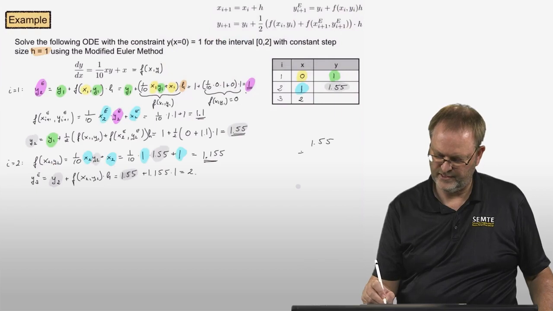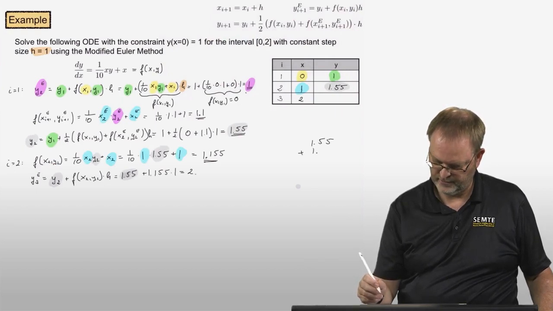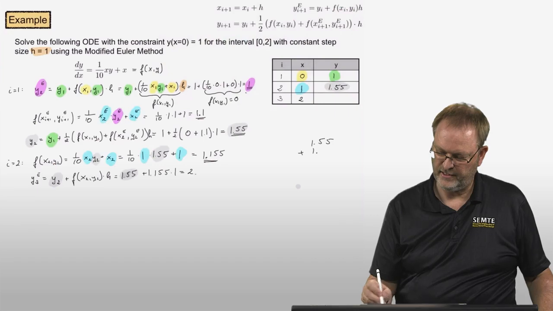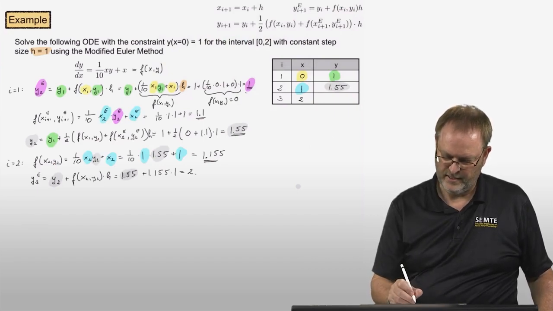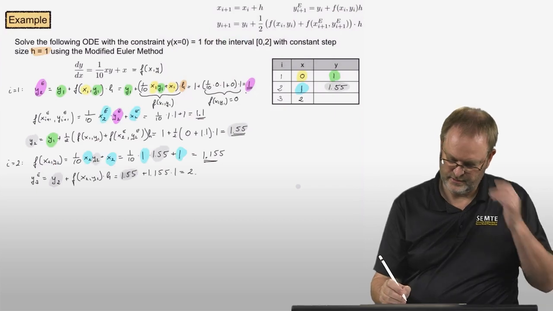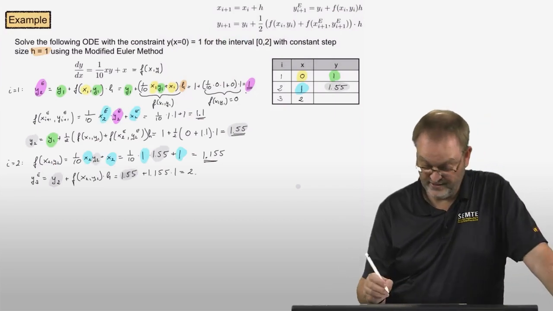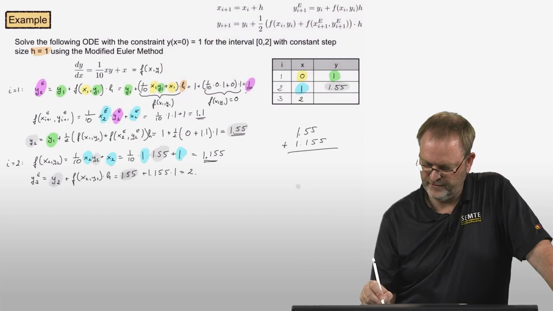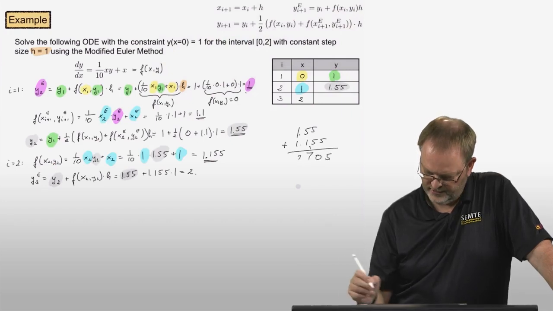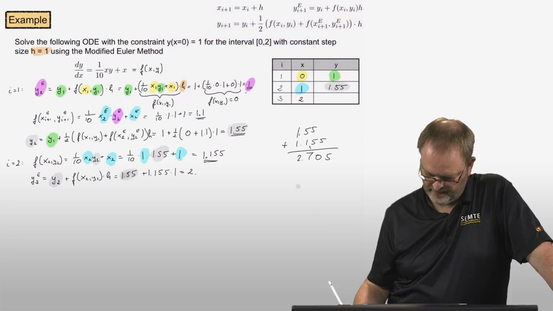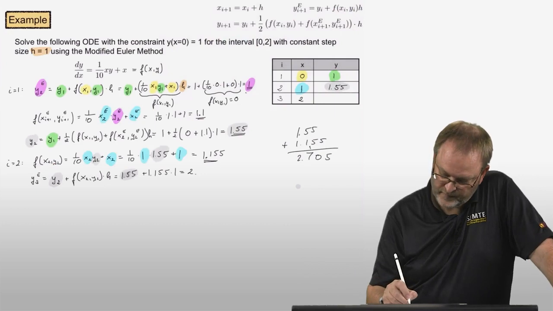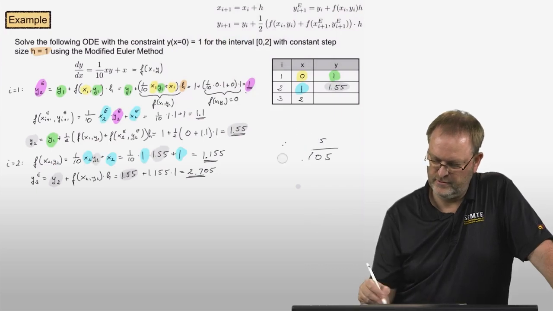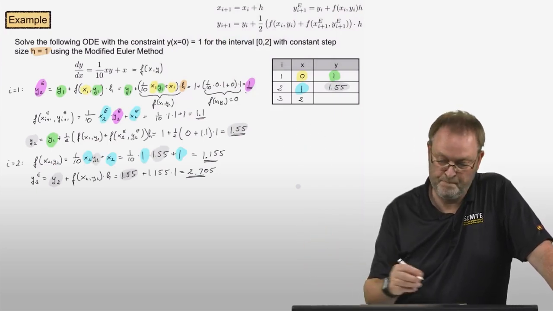So that gives me a value of 1.55 plus 1.155. That gives 2.705. There we go. So that's my y3 Euler.